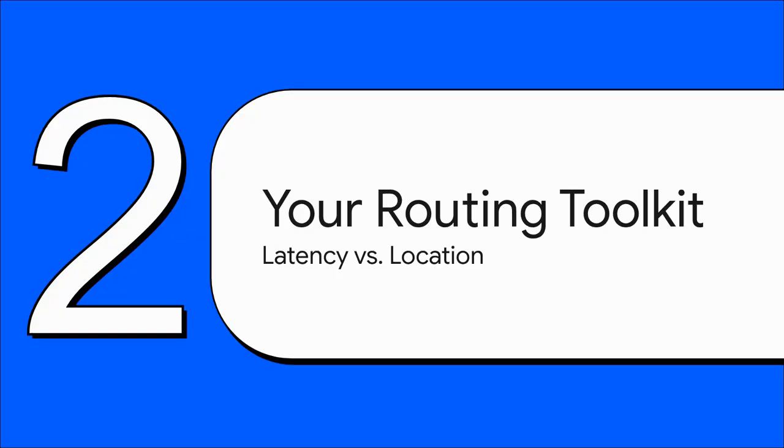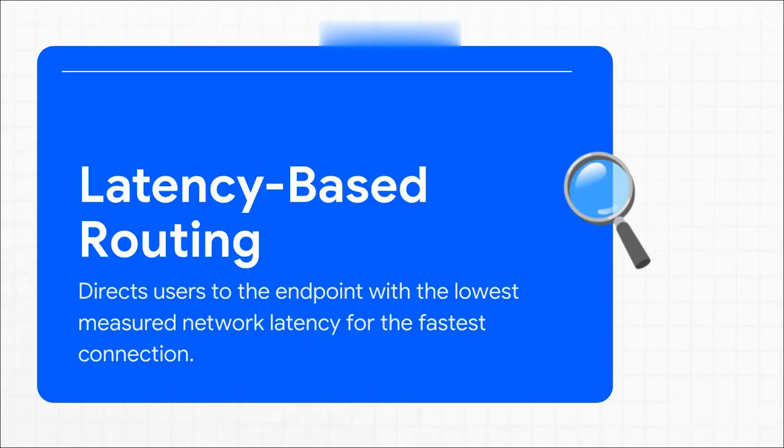Okay, so how do we even begin to solve this massive global puzzle? Well, it turns out we have two main tools in our belt, and it really all boils down to a classic battle: latency versus location. Or you could think of it as speed versus geography. Knowing which tool to use and when is pretty much the secret to a brilliant design. Our first tool is latency-based routing. You can think of this as the performance-first approach. It's obsessed with one thing and one thing only: speed.